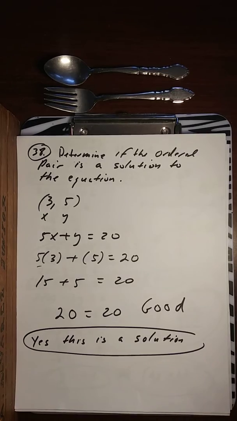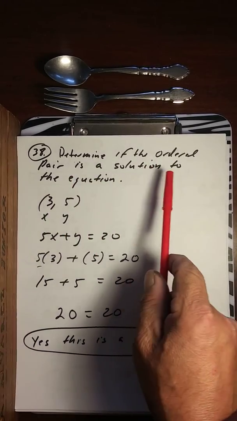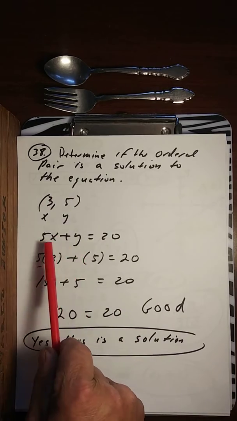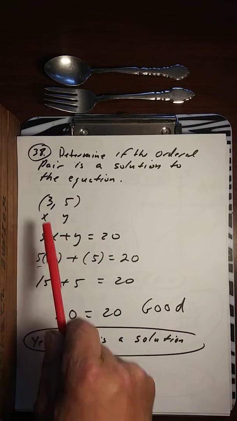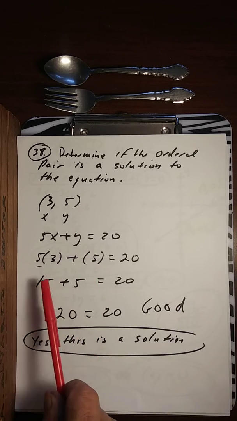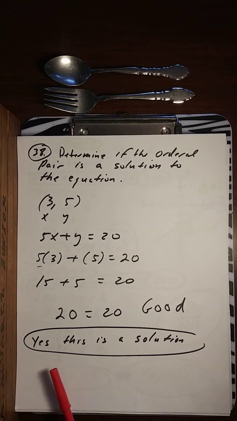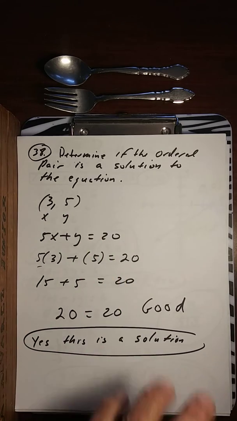Alright, next one. Determine if the ordered pair is a solution to the equation. Here's the ordered pair, 3, 5. Put them in the formula, 5x plus y is equal to 20. Let's put it in there. 5 times 3 plus 5. So that's going to be 15 plus 5, and 20 equals 20. Yes, it does. It's good. Yes, this ordered pair does work. So this is a solution.